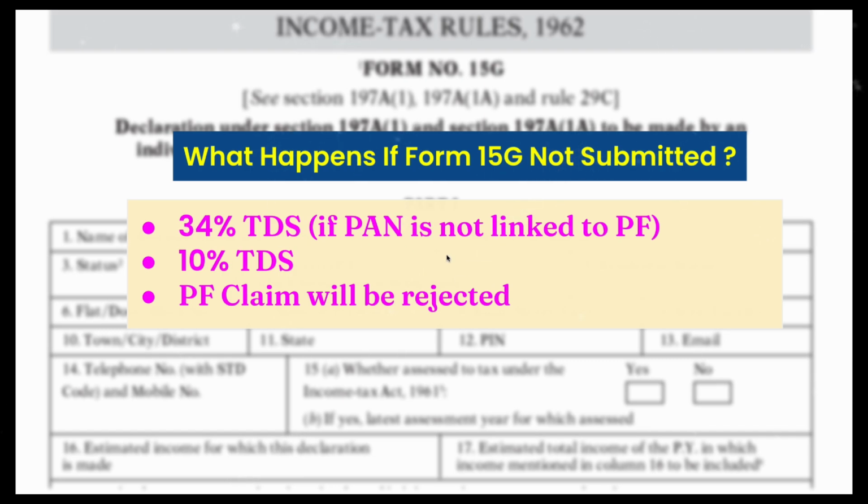If the PAN number is linked to the PF account but the PF member doesn't submit Form 15G, in that case 10% TDS will be deducted. In some cases, instead of deducting the TDS amount, the PF department will reject the claim and ask to submit the PF claim again by uploading the Form 15G.